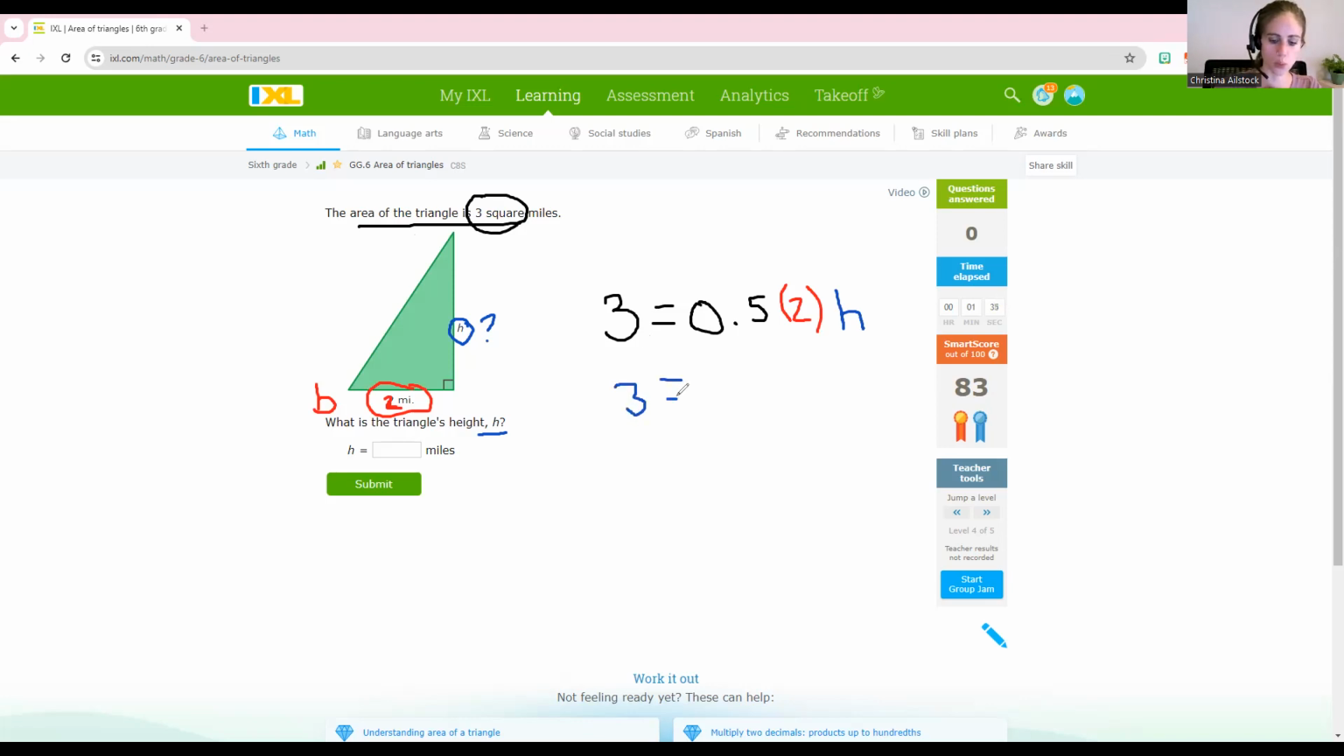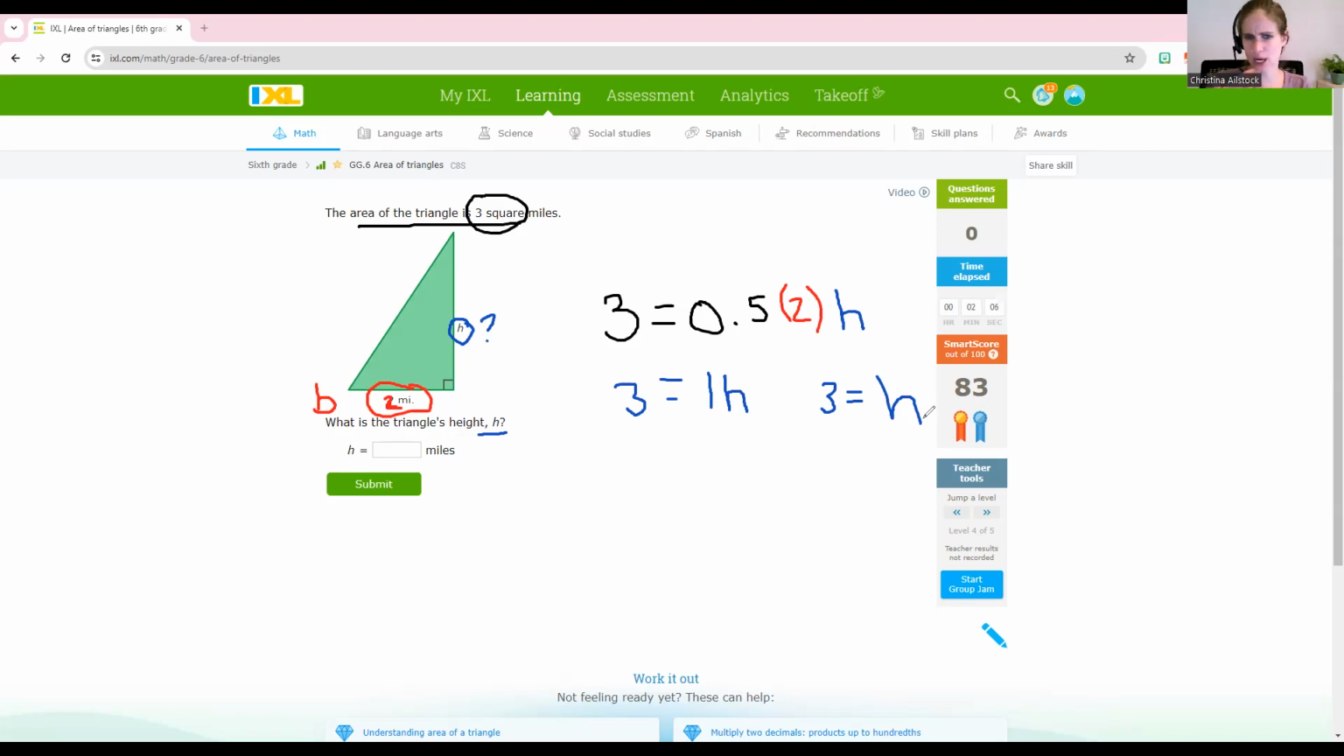What would be 1/2 times 2? What would be 0 and 5/10 times 2? That would end up being 1, actually. So we're left with 1h. At this point, you could look at this and recognize that if you're just left with 1h, another way to write that is just 3 equals h, because whenever you have one of a variable, you don't have to put the number there. So technically speaking, we're done.